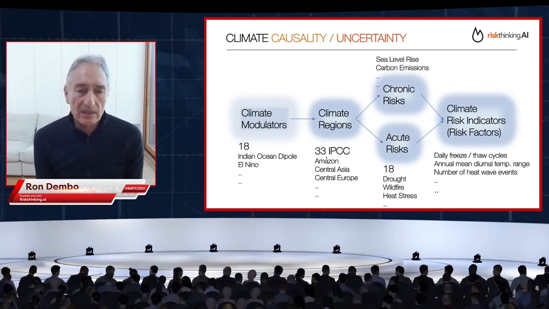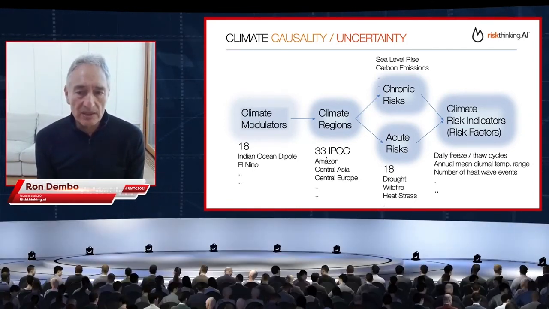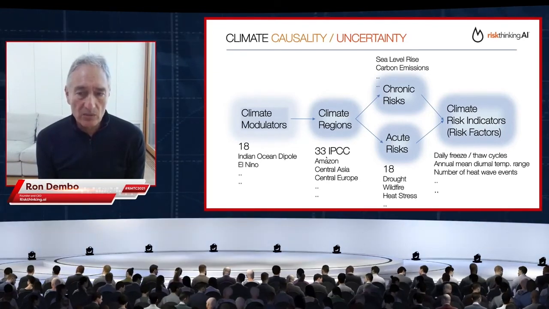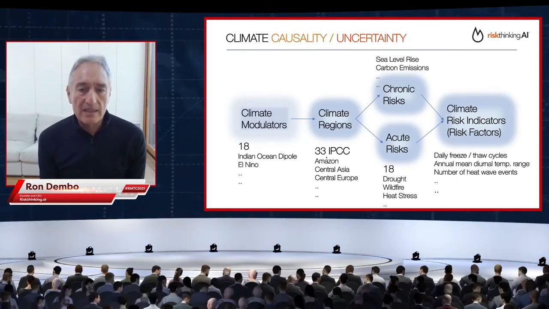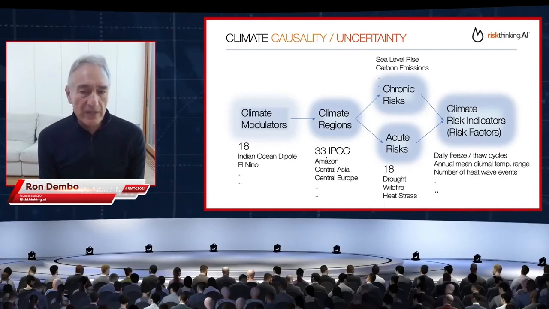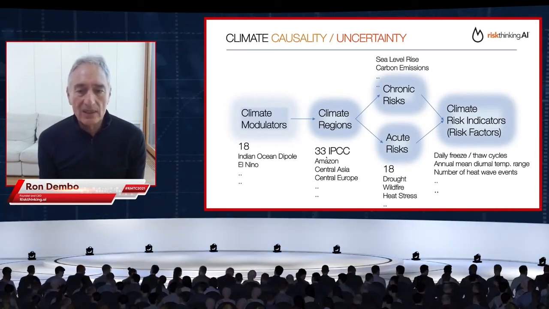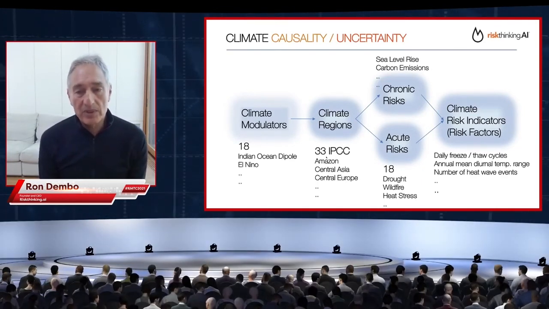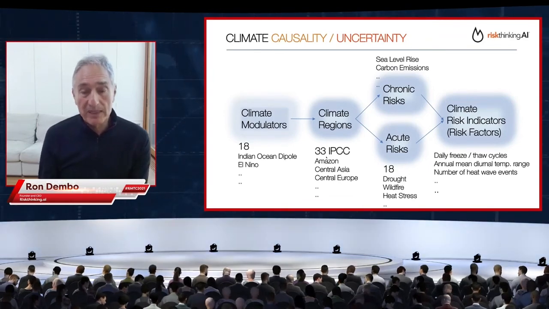And both of those actually need to be measured. So they lead to what are called the risk indicators, or risk factors. Things like the daily freeze and thaw cycles if you were in Canada, annual mean temperature, or the number of heat waves if you were in Mexico.